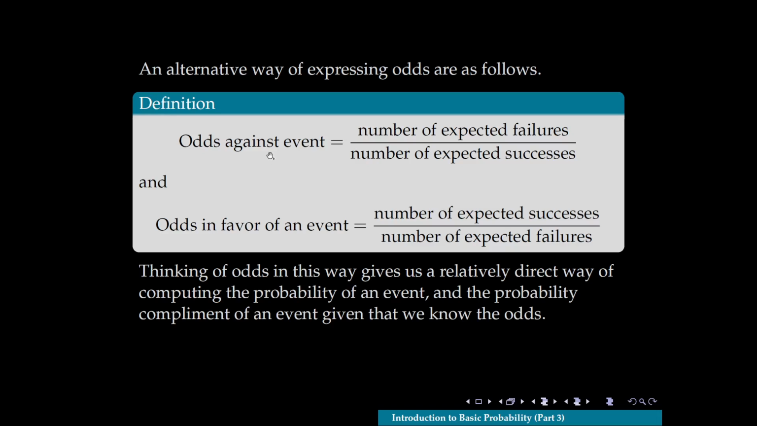Because again, the number of the possible outcomes is going to be canceled by the division, we can express equivalently odds against an event as being the number of expected failures divided by the number of expected successes. And similarly, the reciprocal, odds in favor of an event, is the number of expected successes divided by the number of expected failures. Thinking of odds in this way gives us a relatively direct way of computing the probability of an event. So suppose you know the odds and you want to compute the probability of it. We can compute the probability and the probability complement given that we know the odds from understanding odds in this way.